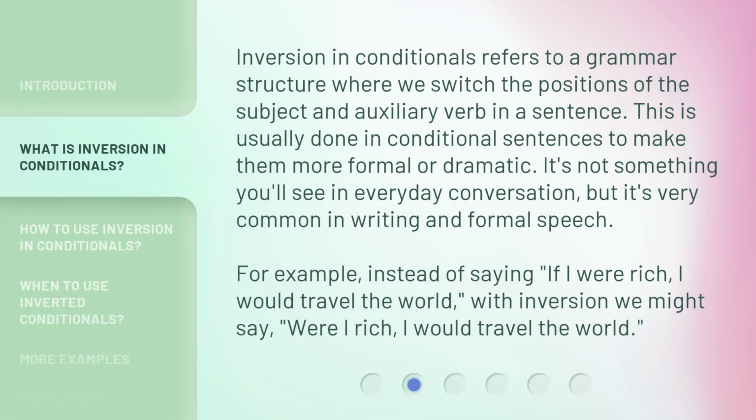Inversion in conditionals refers to a grammar structure where we switch the positions of the subject and auxiliary verb in a sentence. This is usually done in conditional sentences to make them more formal or dramatic. It's not something you'll see in everyday conversation, but it's very common in writing and formal speech. For example, instead of saying, "If I were rich, I would travel the world," with inversion we might say, "Were I rich, I would travel the world."